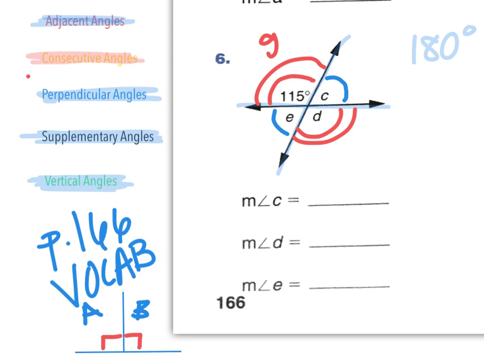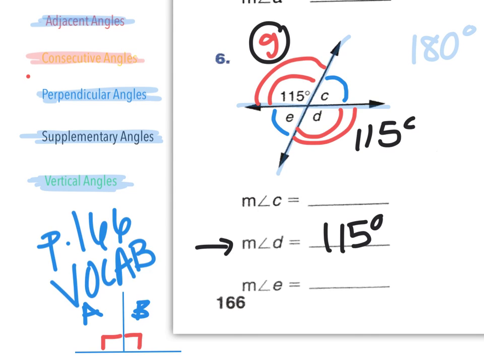look and say, okay, I know that G is 115 degrees. Its vertical angle, angle D, will have the same measure, which means down here that the measure of angle D is equal to 115 degrees. Don't forget your symbol. So now what we're left with, we still have angles E and C, and we don't know yet what the measures are.